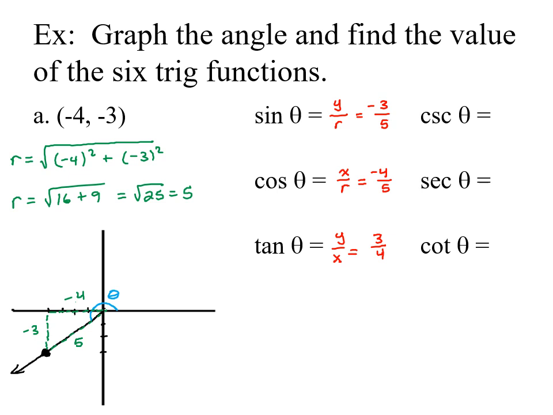The cosecant, secant, and cotangent is just flipping over the sine, cosine, and tangent. And so I would get -5 thirds, -5 over 4, and +4 thirds. And that's all 6 trig functions, fairly easy to do. Hopefully that makes sense.